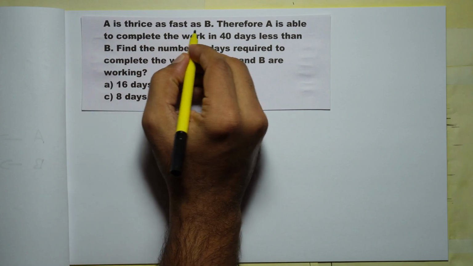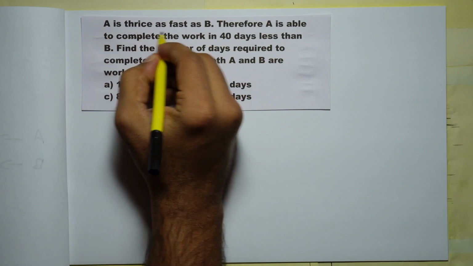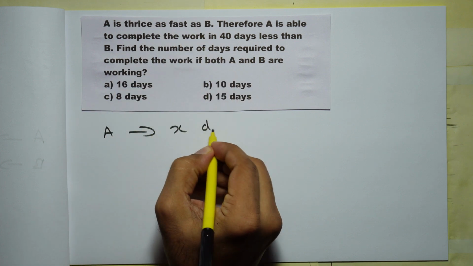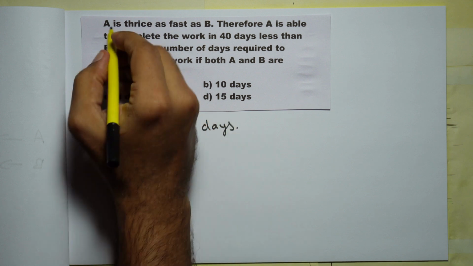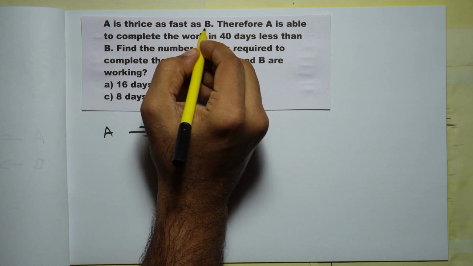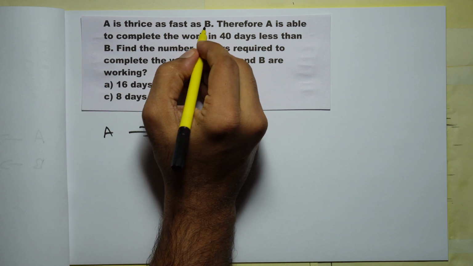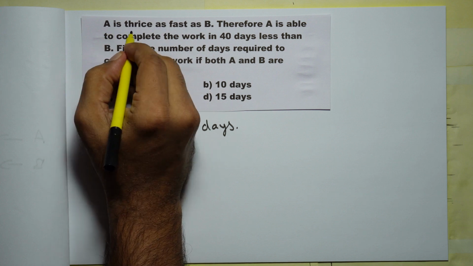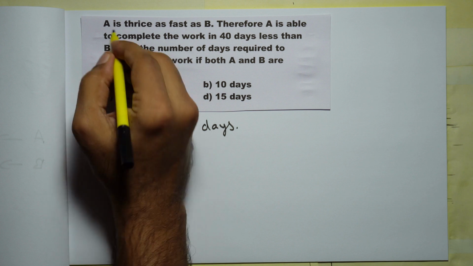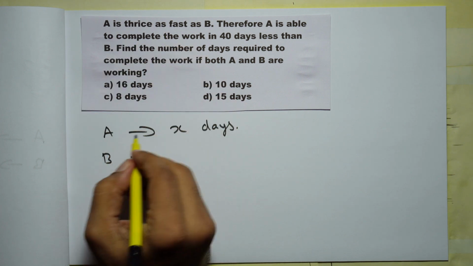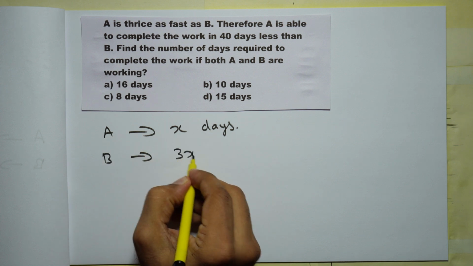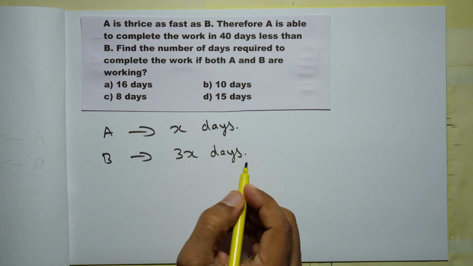A is thrice as fast as B. So we'll just represent that data. Now assume that A can do the whole work in X days. Now A works thrice as fast as B, which means that A will do 3 times the work done by B. It also means that B will do only 1 by 3rd the work done by A. So B will require 3 times as much time. So A requires X days, so B will require 3x days.